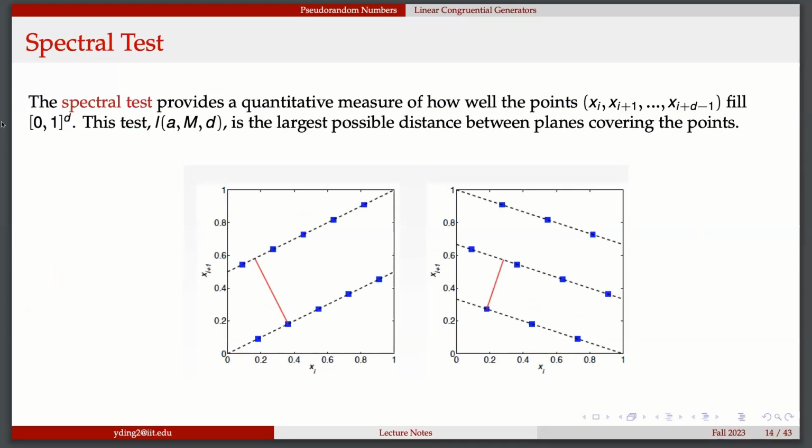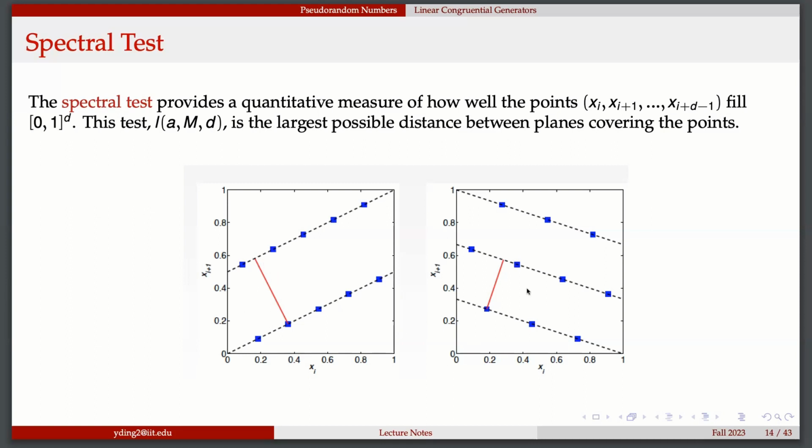Okay, so one is called the spectral test. This one is trying to show how the points fill the whole space. It is considered as the largest possible distance between planes covering the points. Of course, this is the largest possible distance. You won't consider connecting 2 points vertically to see the distance. Instead, with 2 parallel planes, or 2 parallel lines, we can cover all these points. Then the largest distance will be this red line.